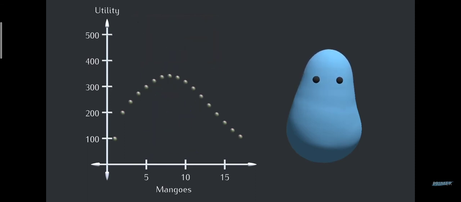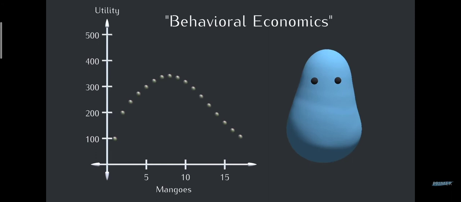Anyway, there's a whole field called behavioral economics that focuses on how people make decisions. So we'll explore more models in the future, but this idea of diminishing returns is a pretty decent starting point.